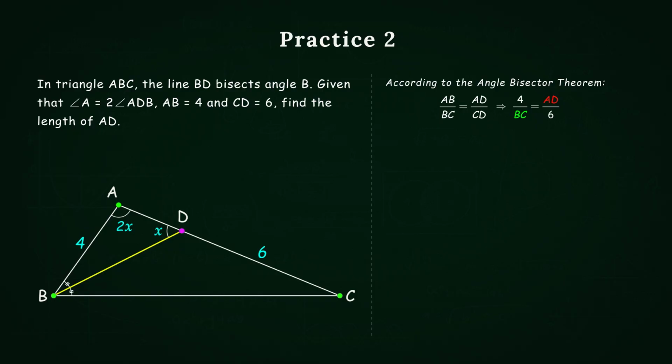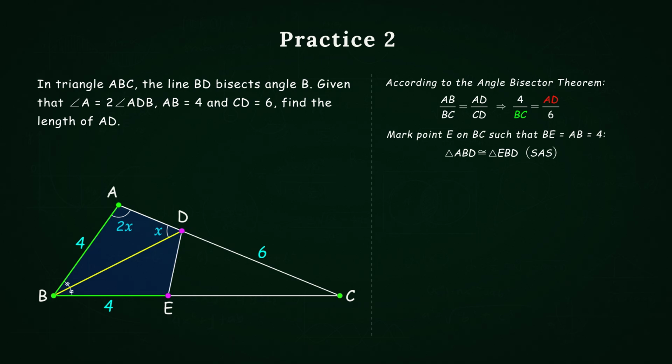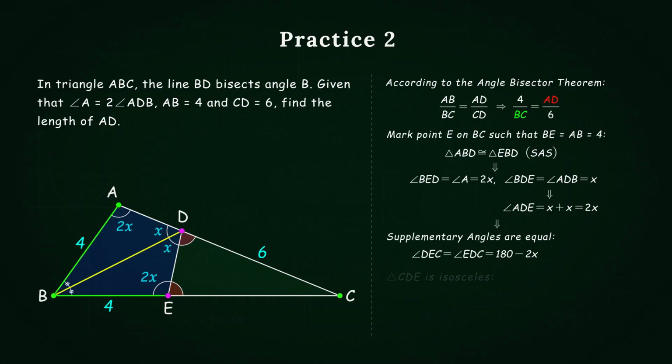Whenever you see an angle bisector, you should always think about its symmetry. Now, we can find a point E on BC such that BE equals AB, meaning BE is also 4, and then join D and E. Because of this symmetry, these two triangles are congruent by SAS. Since corresponding angles are equal, this gives us the size of 2 more angles. Now you'll see that these two angles are equal, both being 2x, which means their supplementary angles must also be equal. This gives us an isosceles triangle where EC equals CD. That means EC is also 6, making BC 10. Substituting BC back into our equation, we get AD equals 2.4.